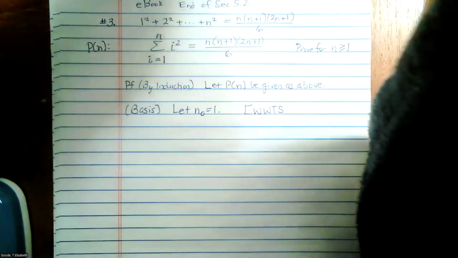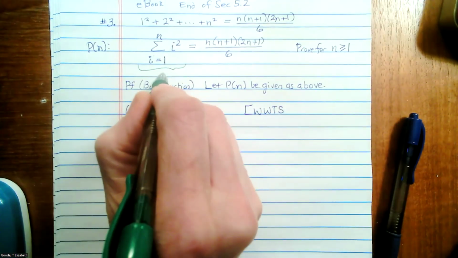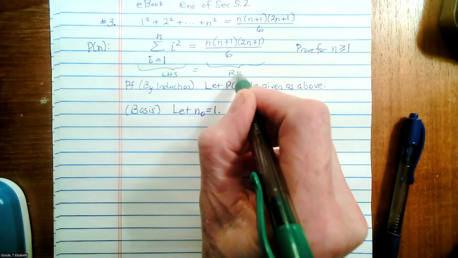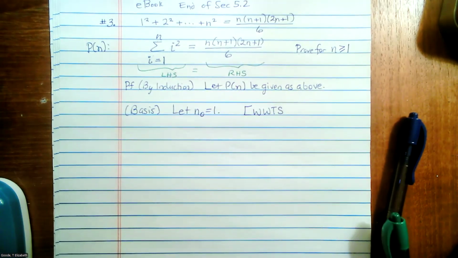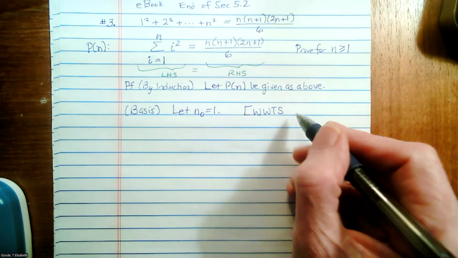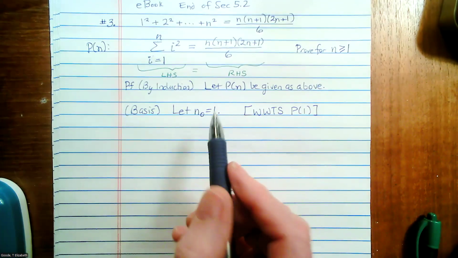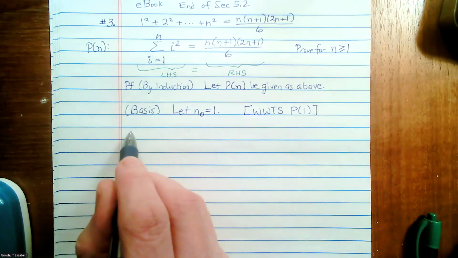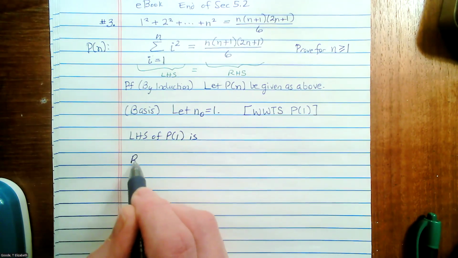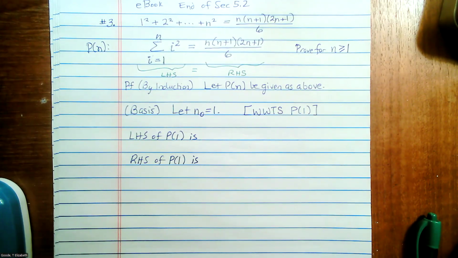Folks, you need to know this. We have the left-hand side of P of n, and we have the right-hand side. So does anybody know what we are trying to prove in the basis step? P of 1. That's exactly right. So we're going to figure out what the left-hand side of P of 1 is, and we're going to figure out what the right-hand side of P of 1 is. And if we do it right, they should turn out to equal the same thing. Okay?